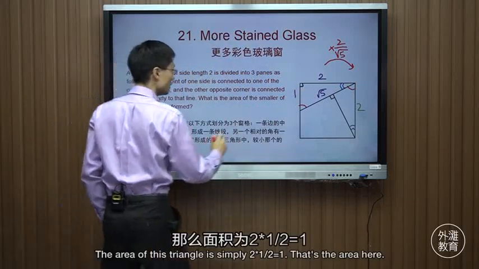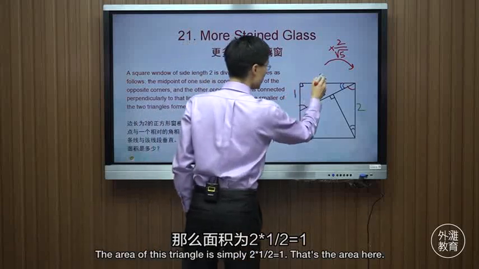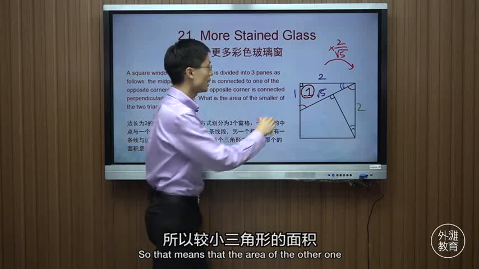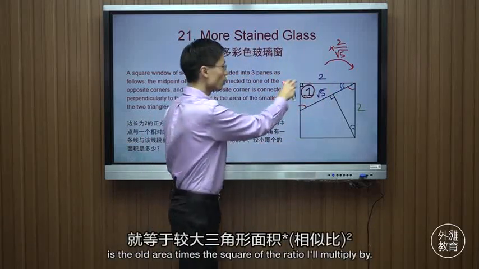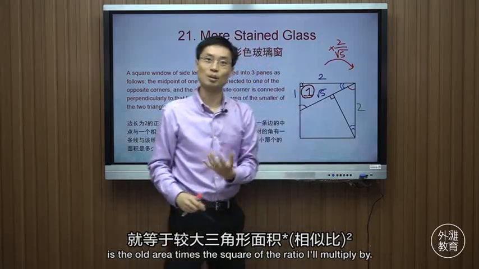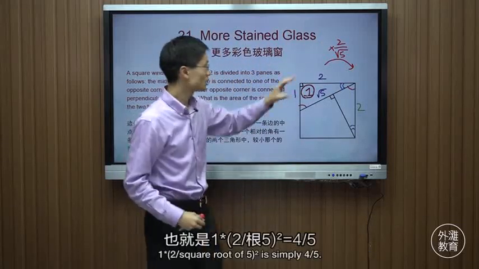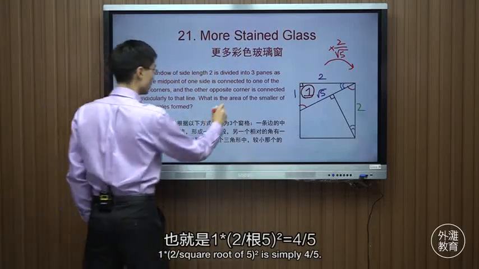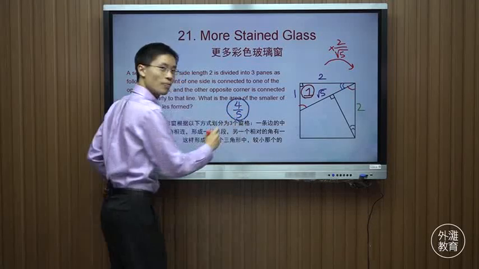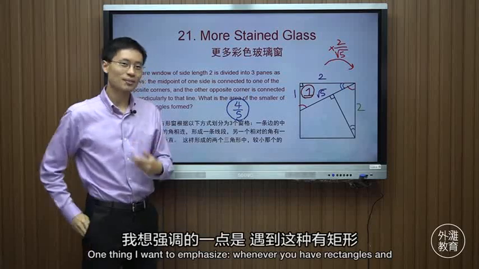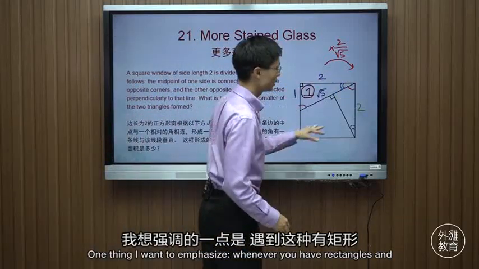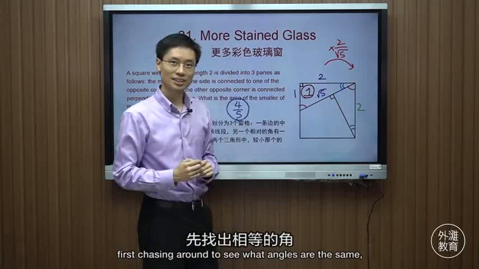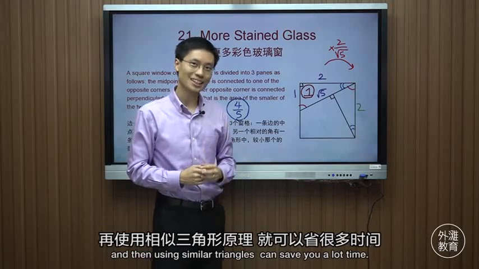But now I'm actually almost done, because the area of this triangle is easy with 2 and 1. The area of this triangle is simply 2 times 1 divided by 2, or 1. That's the area here. So that means that the area of this other one is the old area times the square of the ratio I multiply by. 1 times the square of 2 over root 5 is simply 4 over 5. That's actually all there is to it. One thing I want to emphasize, whenever you have rectangles and lots of perpendicular lines and lots of parallel lines, first chasing around to see what angles are the same and then using similar triangles can save you a lot of time.